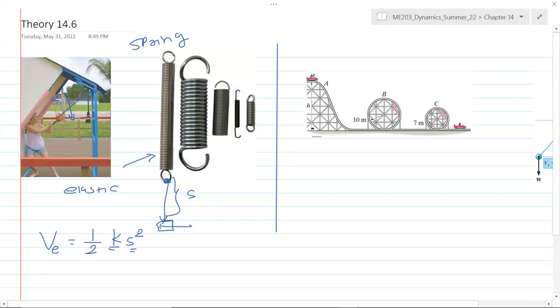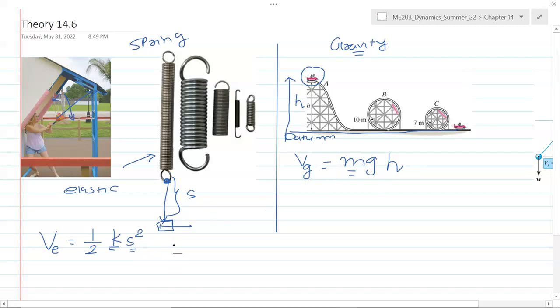There is another type of potential energy. It's because of the height from the datum, because of gravity. So we call this gravitational potential energy. For example, if this surface here is our datum or reference plane, and relative to that the roller coaster is at some height h, then the roller coaster has stored potential energy in the form of gravitational potential energy. We call this Vg, and the formula is mgh, where m is the mass of the coaster car, g is the gravitational acceleration, and h is the height from the datum.